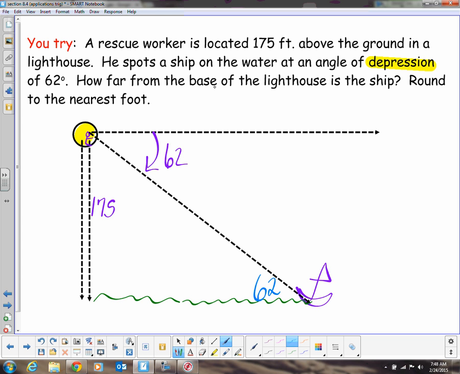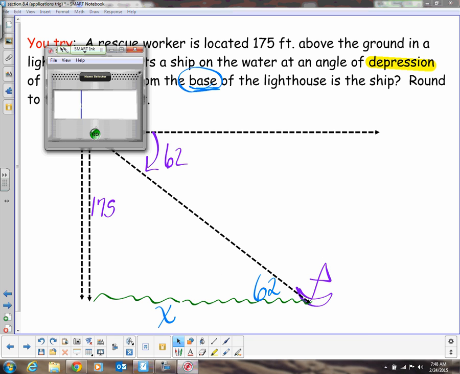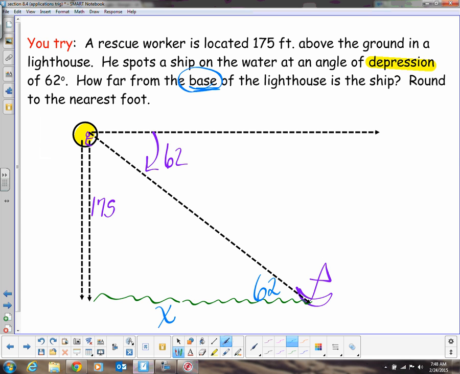How far from the base of the lighthouse? Is that this segment or this green segment? Base of the lighthouse. He is up on top of the lighthouse. This is the base. We do not know how far the ship is. So that's going to be X. So Samantha, where's the hypotenuse? Yes, this is our hypotenuse.